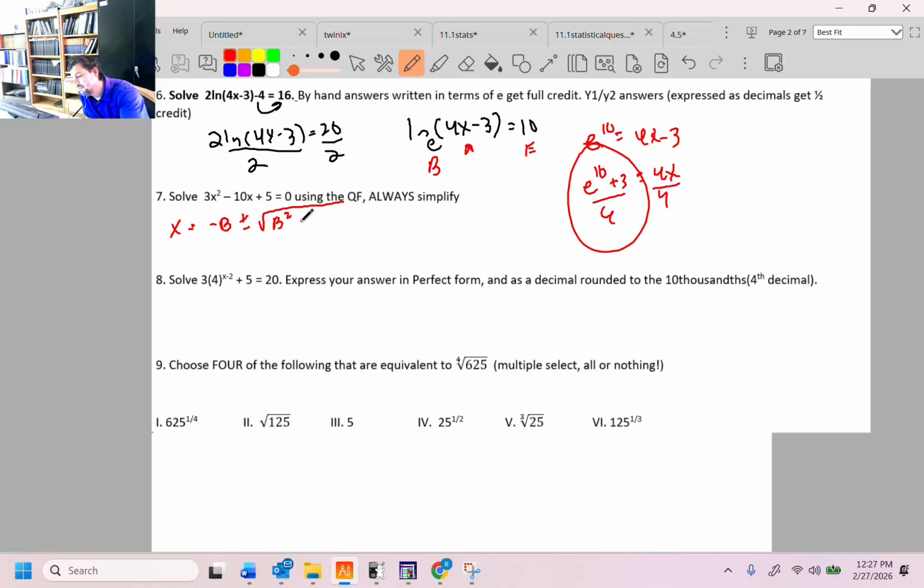x equals negative b plus or minus the square root of b squared minus 4ac, all over 2a.